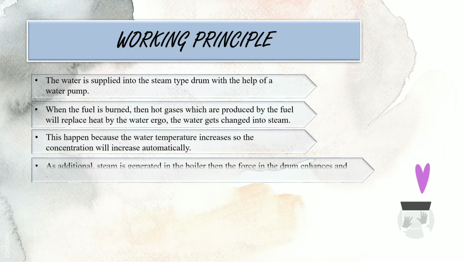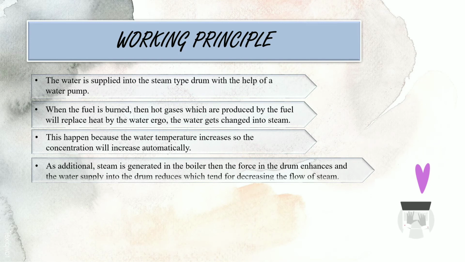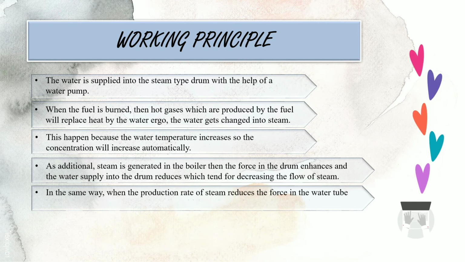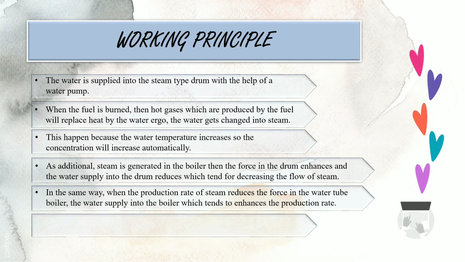As additional steam is generated in the boiler, the pressure in the drum increases and the water supply into the drum reduces, which tends to decrease the flow of steam. In the same way, when the production rate of steam reduces the pressure in the water tube boiler, the water supply into the boiler increases, which tends to enhance the production rate. In this way, the water tube boiler controls the production of steam.